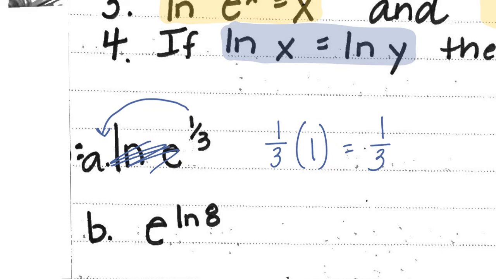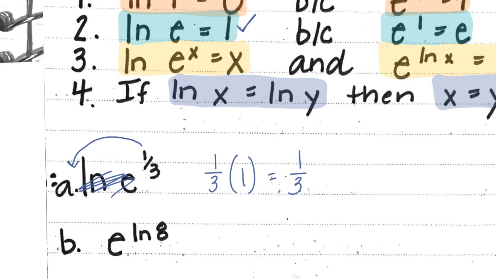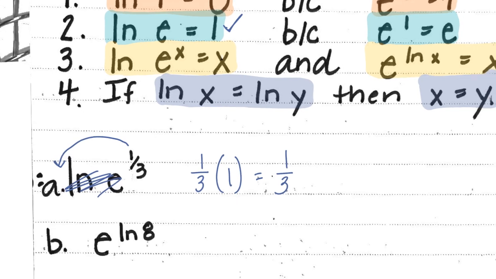Now, what happens with e to the ln? So e to the ln of x, if you look over here in the yellow on the top right, it says e to the ln of x is equal to x. So again, this is just equal to 1. So this is just saying 8 times 1, and that is equal to 8.